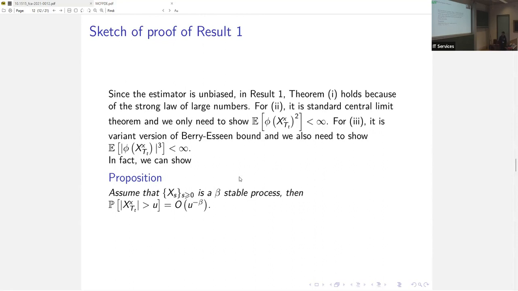That's it. For the proof of this proposition, since capital X is beta-stable, we can scale it. And for the stopping time T, we know its distribution. So that provides some ideas to prove this proposition. Okay, that's basically the idea for when G is 0.